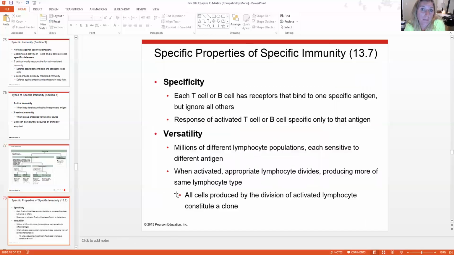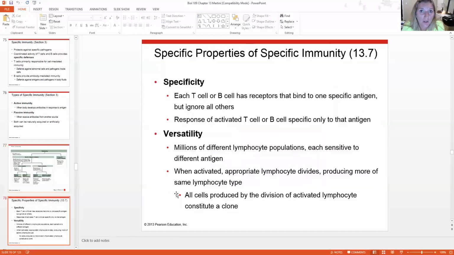Let's talk about some properties of specific immunity. Obviously, specificity is the first one. Each T cell or B cell has special receptors to bind to one specific antigen. It's going to ignore all of the others, kind of like an enzyme and substrate. They fit together like a lock and a key. The response of an activated T cell or B cell is so specific that only that one antigen is it going to respond to, nothing else.